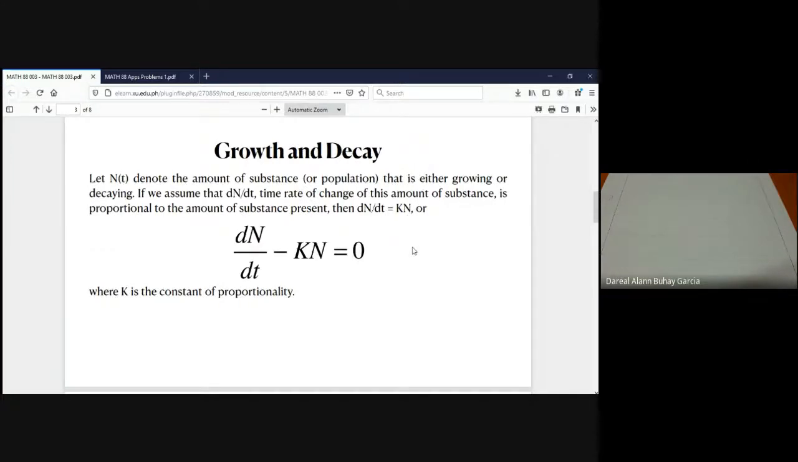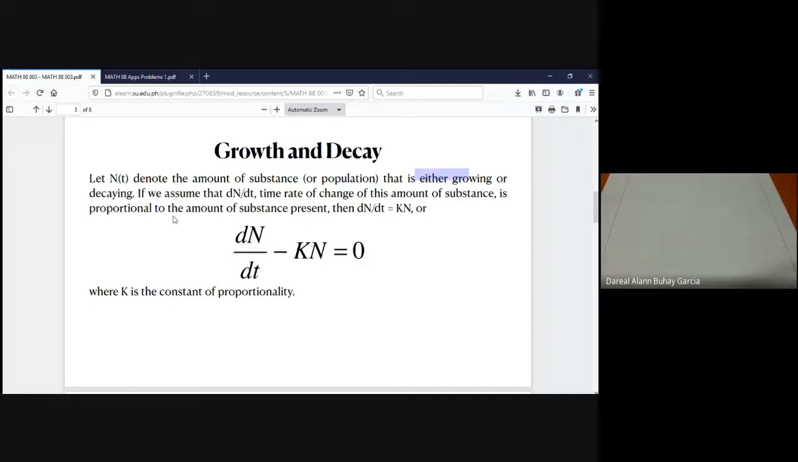situations could be modeled by this differential equation, where N is a function of t. Unless stated otherwise, almost all problems would be in terms of t, or in terms of time. You know time is the independent variable. So even there, t would be the independent variable time. So N is a function of time and denotes the amount of substance or population that is either growing or decaying.